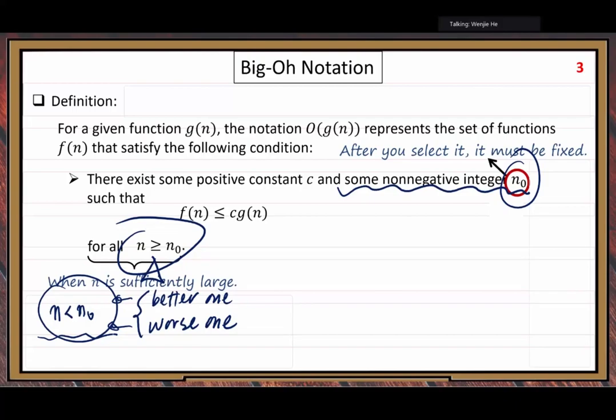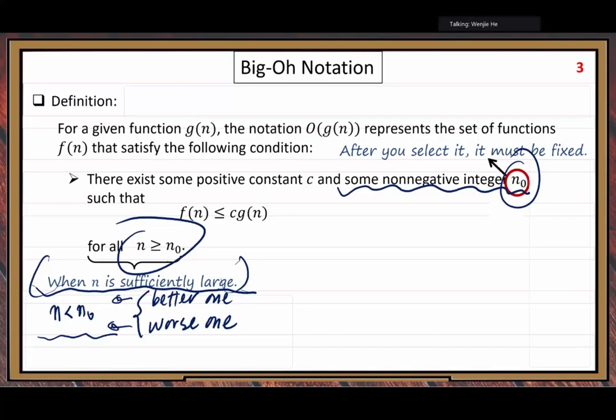Then there is another way people talk about this. If we recall in calculus, people frequently use this sentence, when n is sufficiently large, to describe this n greater or equal to n0 condition. If you look at this definition, we used the language from calculus.